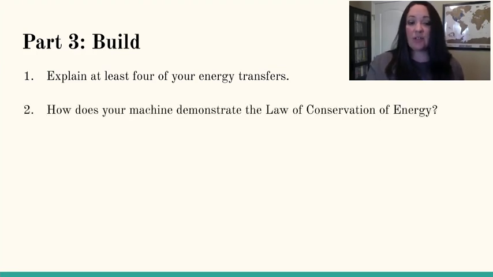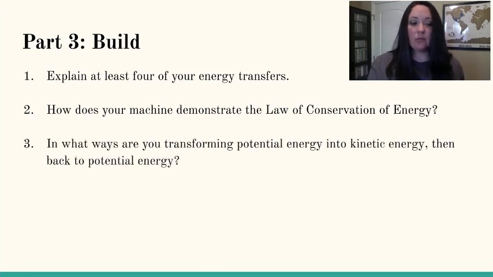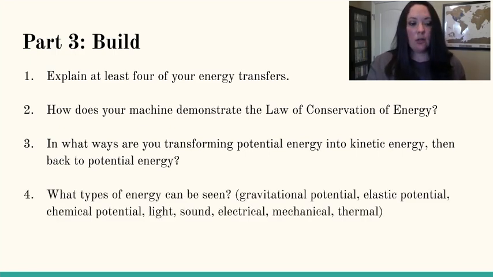Number 2, how does your machine demonstrate the law of conservation of energy? Number 3, in what ways are you transforming potential energy into kinetic energy and then back to potential? And then number 4, what types of energy can be seen? Gravitational potential, elastic potential, chemical potential, light, sound, electrical, mechanical, or thermal.